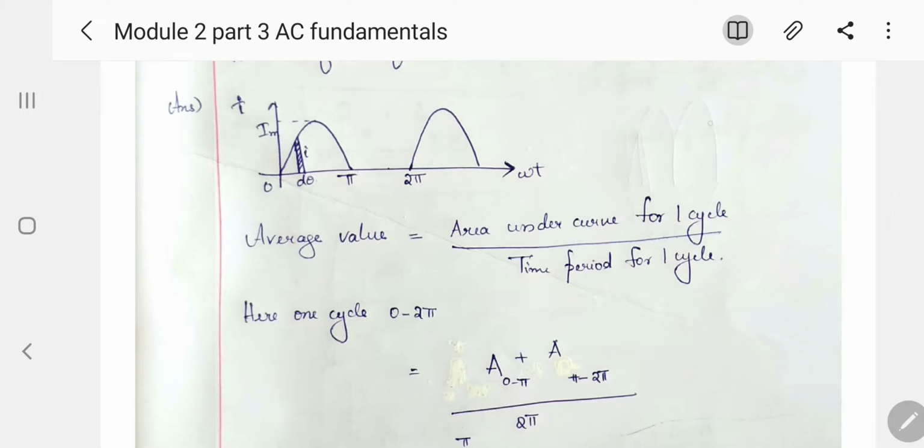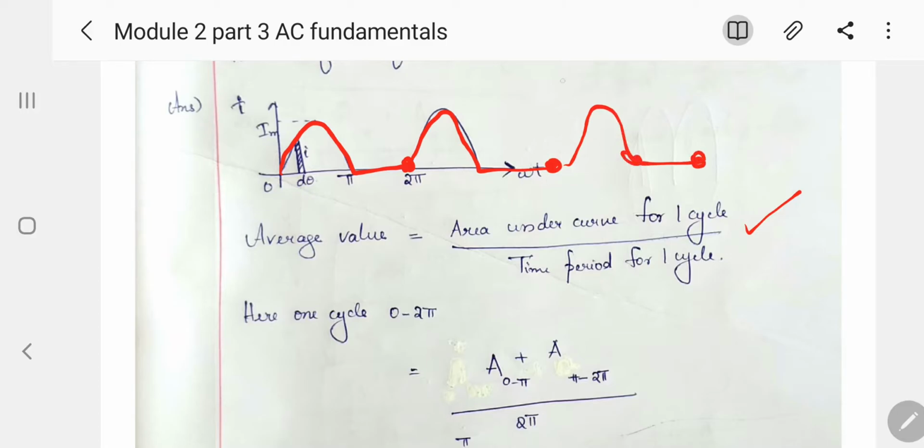Let's find out the average value. What is the equation for finding the average value? Area under the curve for one cycle divided by the time period for one cycle. So first you have to identify where the cycle is. As I mentioned in the previous video, a cycle can be identified in two ways. Either you take the positive cycle and the complete negative cycle until where it ends, or you consider where the waveform is being repeated. Here you can see this portion is repeated from this point, again repeated like this, and going on like this.